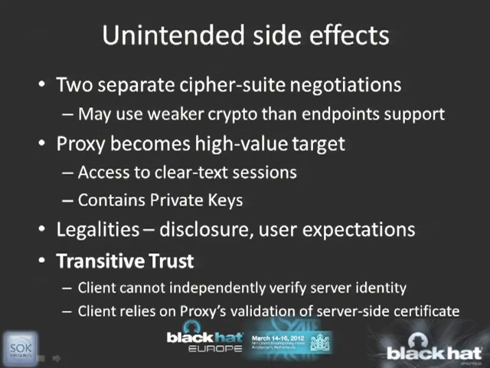So there's some unintended side effects that are introduced by interception proxies. I said before, there's two separate cipher suite negotiations. These cipher suites may end up being negotiated to a lower degree of security than if the client were communicating with the server directly. Probably the best example of that is that Google has recently started using Diffie-Hellman key exchange in order to achieve perfect forward secrecy.